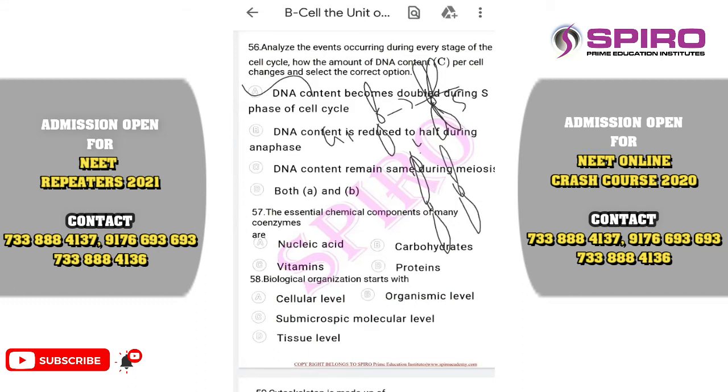Right? So what is the thing? The DNA content is going to get divided. It's going to reduce, right? So this is also a correct option. The DNA contents remain same during the meiosis. No, it is reduced to half. It is an incorrect statement. So the correct option must be the option A and B. Okay.